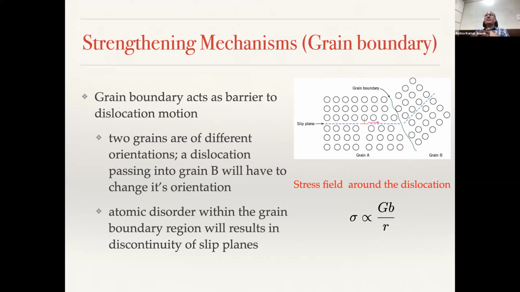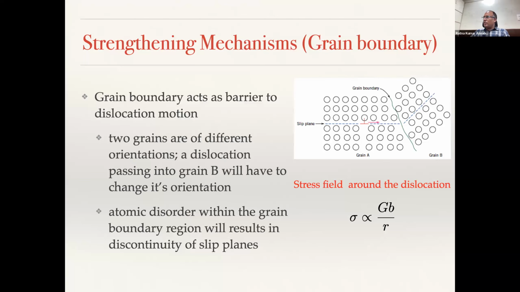All right. And we have also learned that slip is not the only mechanism that causes plastic deformation. There is also another mechanism called twinning, which may also cause plastic deformation. However, twinning is a rare phenomenon because it takes place only under some special circumstances. Otherwise, slip is the more prominent phenomenon in ductile materials.